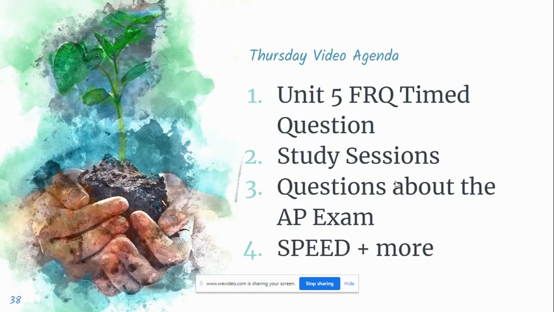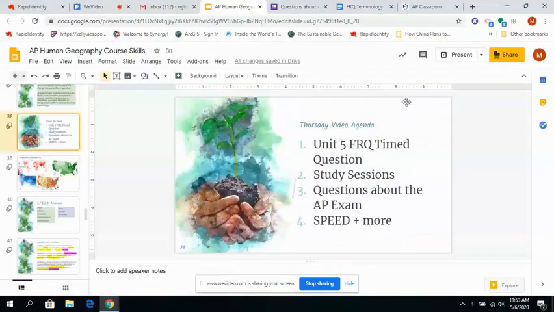But I also want to just cover a couple of other things that are updates. There's a lot going on, obviously, in this week before the AP exam. And so I want to point you guys in the right direction and also answer any questions I've seen come up regarding the AP exam. So I'm going to close out this for a minute.